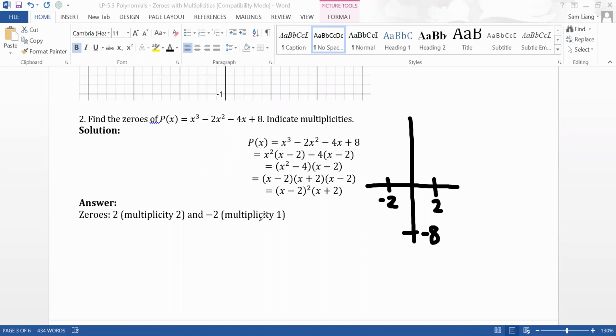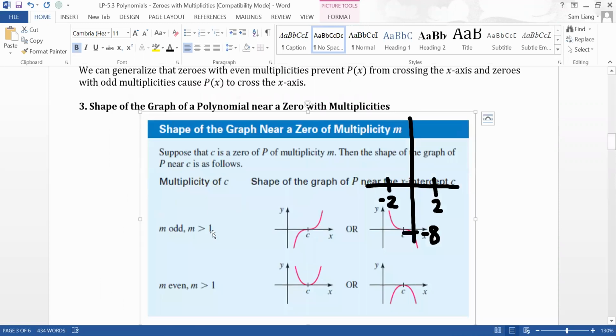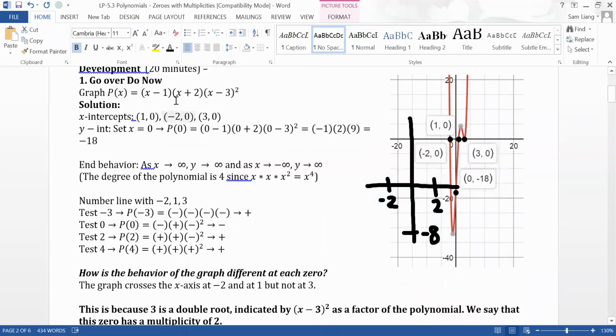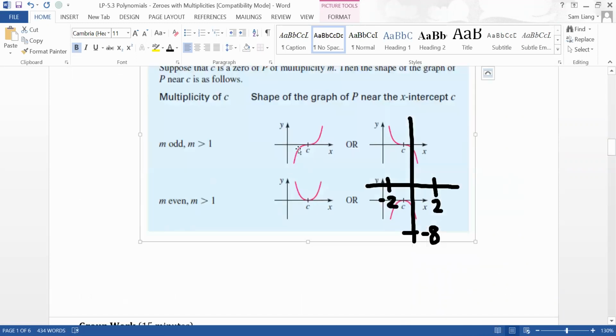One thing the diagram did point out was that m has to be greater than 1 to bounce, but if it's equal to 1, then it'll cross through, like as you see in the do now. So the other two zeros had a multiplicity of 1, and they both cross through. They might not behave like a cubic function usually looks, but it does still cross through.